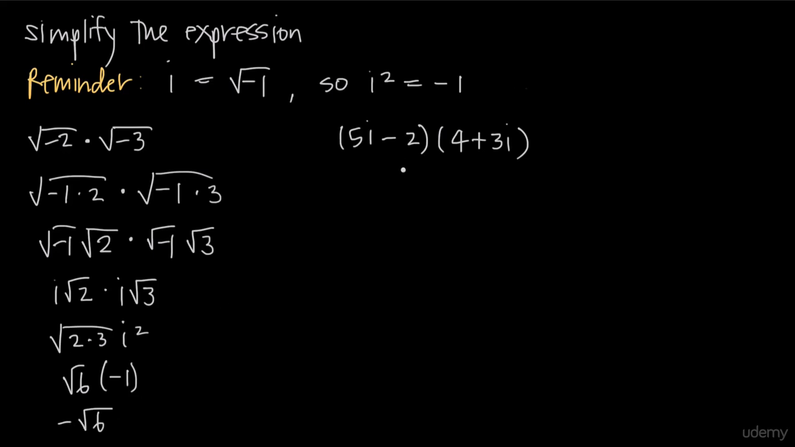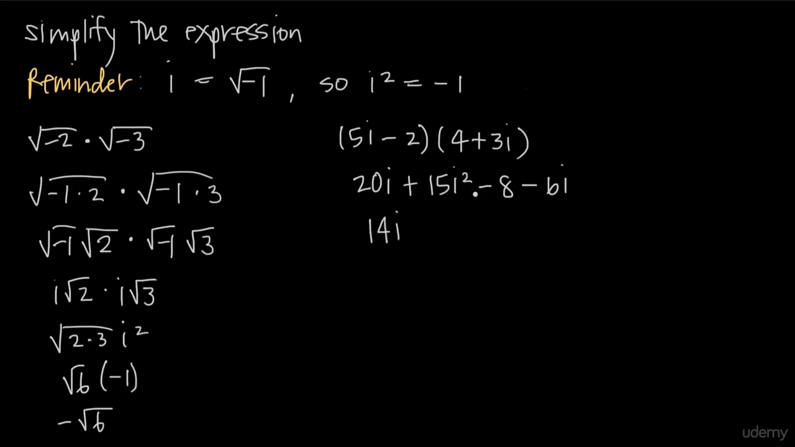Now here we have a different example. We have the quantity 5i minus 2 times the quantity 4 plus 3i. And because these are just two binomials multiplied together, we can FOIL them out like we'd FOIL any other binomial. So here we'll do 5i times 4, which is going to give us 20i. 5i times 3i is going to give us 15i squared. -2 times 4 is going to give us a -8, and -2 times 3i is going to give us a -6i. When we say 20i minus 6i, we'll get 14i.